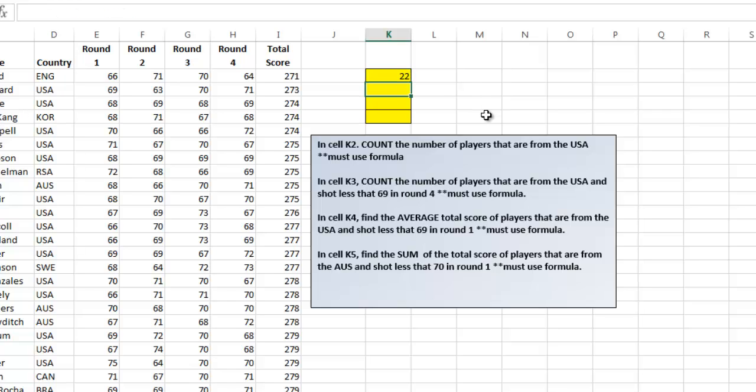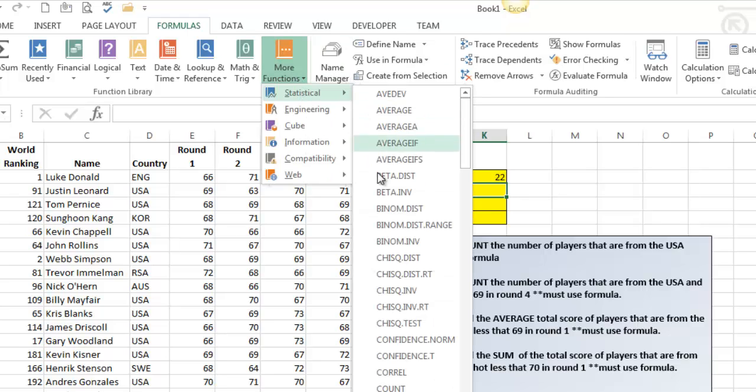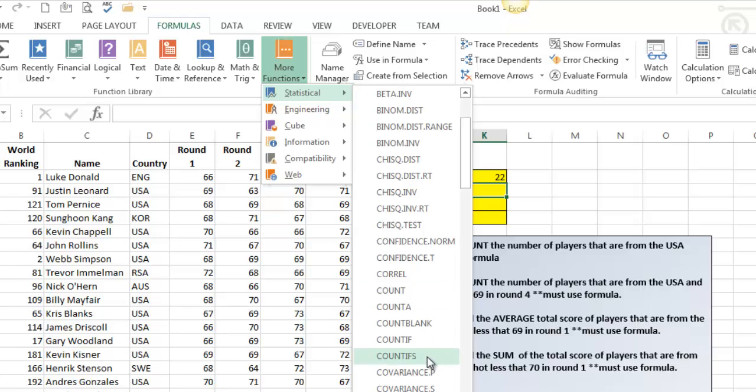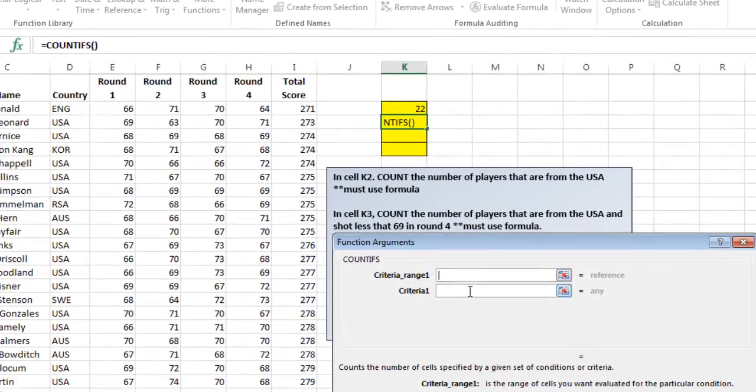So for the next one, in this cell, I want to count the number of players that are from the USA and shot less than 69 in round 4. So it starts off looking awfully similar up until this point, and then we've got an and on it. So that and means there's going to be more than one criteria, in which case we have to use the S class functions. So I'm going to head back to More Functions, back to Statistical, scroll on down to COUNTIFS. I don't have a choice here. Might as well be good at this function because there are times when you need it.